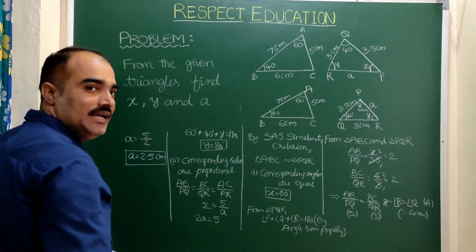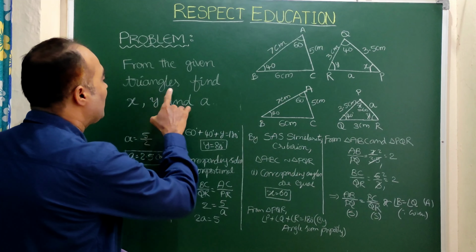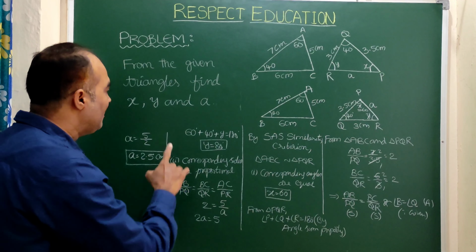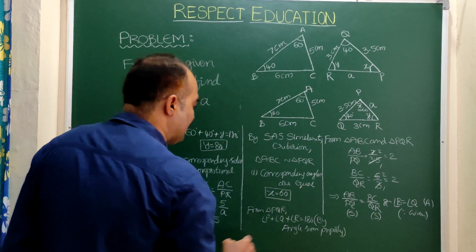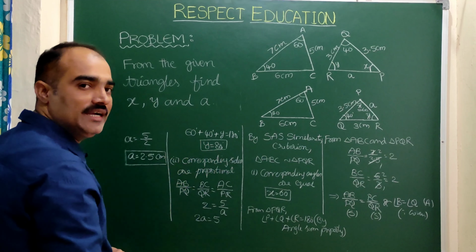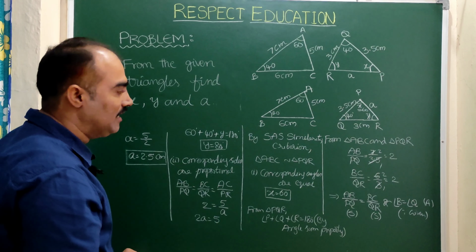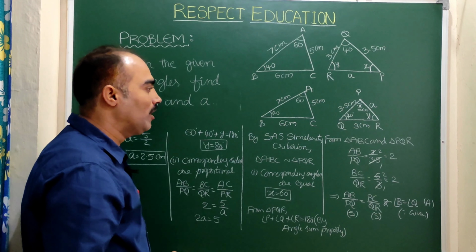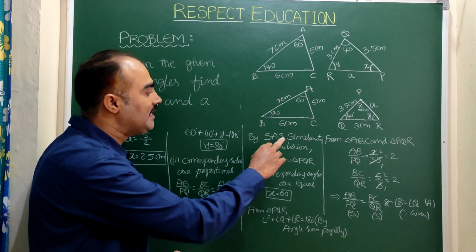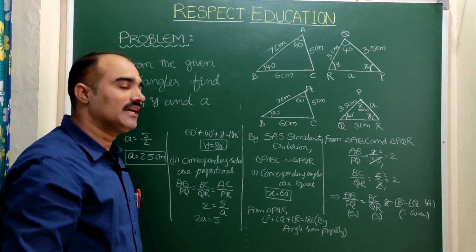That means finally we are asked to find the values of x, y and a, whereas x equal to 60 degrees, y equal to 80 degrees and a is equal to 2.5 centimeter. So this problem based on SAS similarity criterion gets completed.